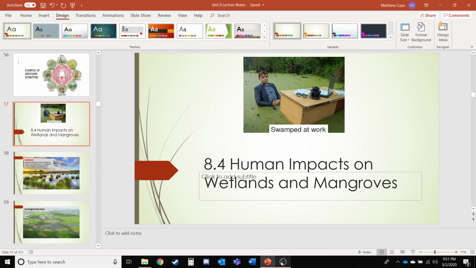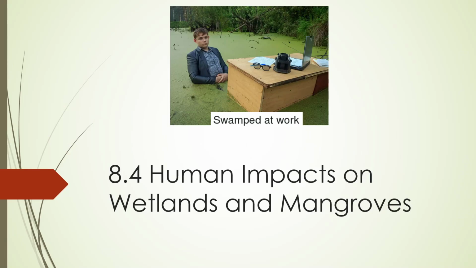All right, welcome back to Unit 8 for AP Environmental Science. Unit 8 is all about aquatic and terrestrial pollution. For this video, the fourth video in this unit, we're going to be looking at human impacts on wetlands and mangroves. So we'll review a little bit about what wetlands and mangroves are and how humans are impacting them.